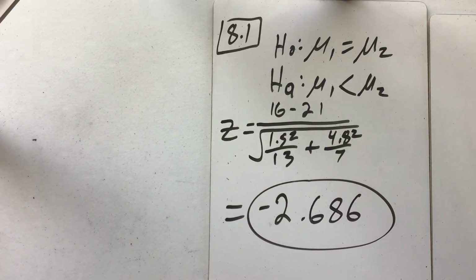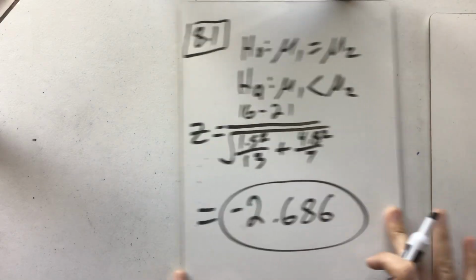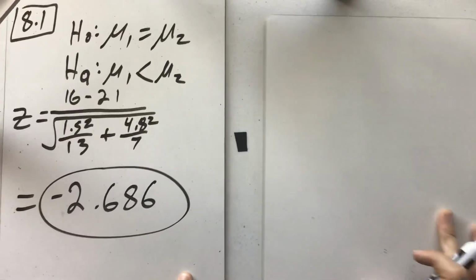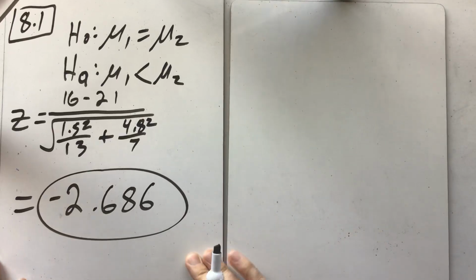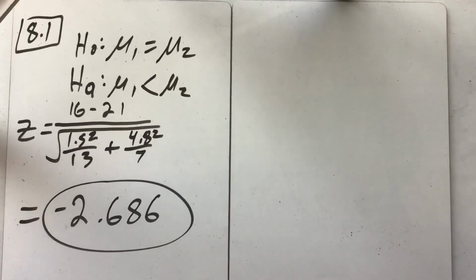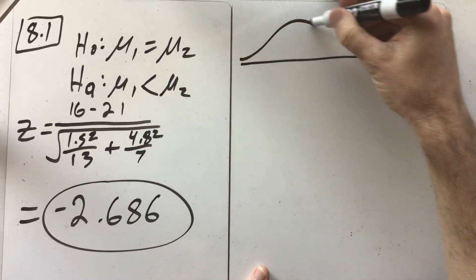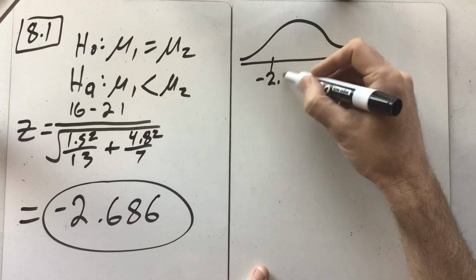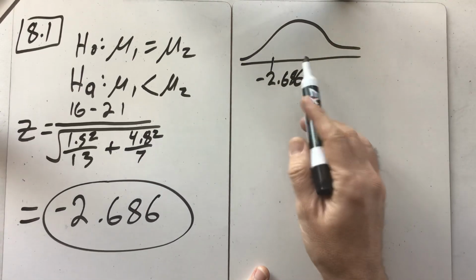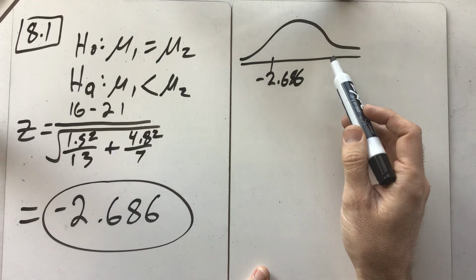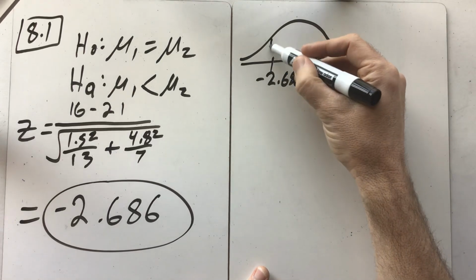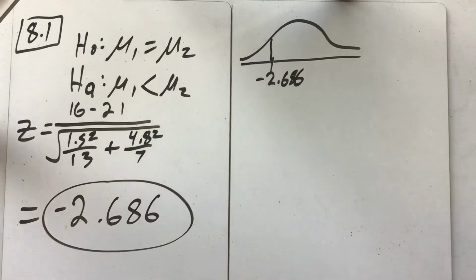Our next part is to figure out that p-value and figure out what conclusion to come to. So how are we going to do our p-value? Well, I'm just going to draw my picture. I'm going to put negative 2.686. Whenever I write a positive number, I always write it on the right-hand side. When I write a negative, I write it on the left-hand side, because we know that 0 is at the center. It doesn't really matter how you draw it, but it helps me a little bit.